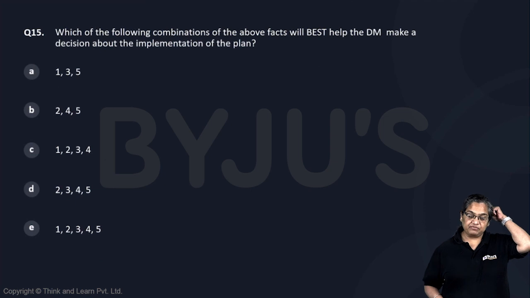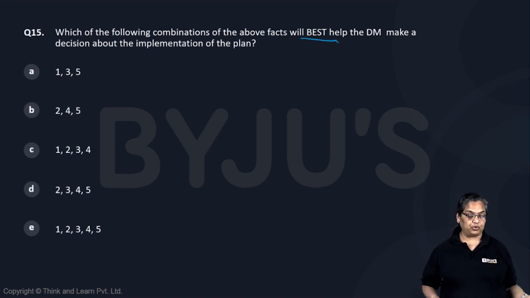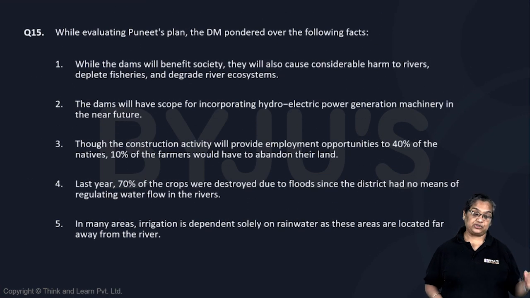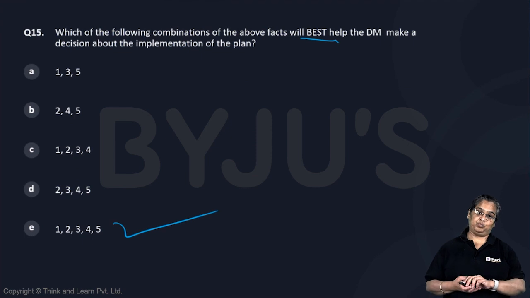The question is asking which of the following combinations of the above facts will best help the DM to make a decision about the implementation of the plan. Now, when you look at the points, all of them make sense. Some are the positives, some are the negatives. Therefore, the correct answer will be E. All the points make sense. He should take them into account while implementing the plan.